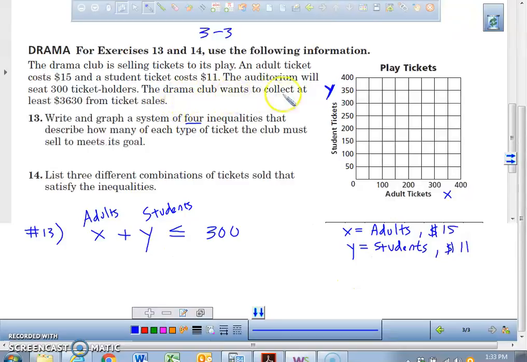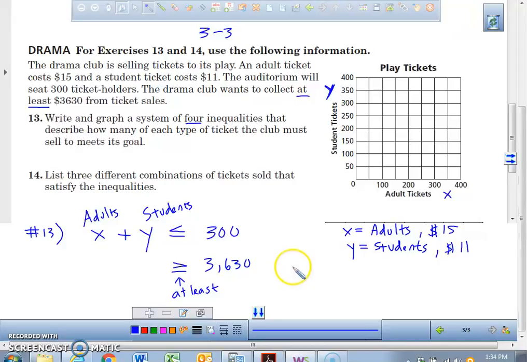Now, the drama club wants to collect at least. Now, guys, any time you see the word at least, which symbol is the at least symbol? Greater than or equal to. That's right, greater than or equal to. So listen, they got to make at least, that's the symbol right there that always means greater than or equal to, which is at least, $3,630. That's what they got to make.